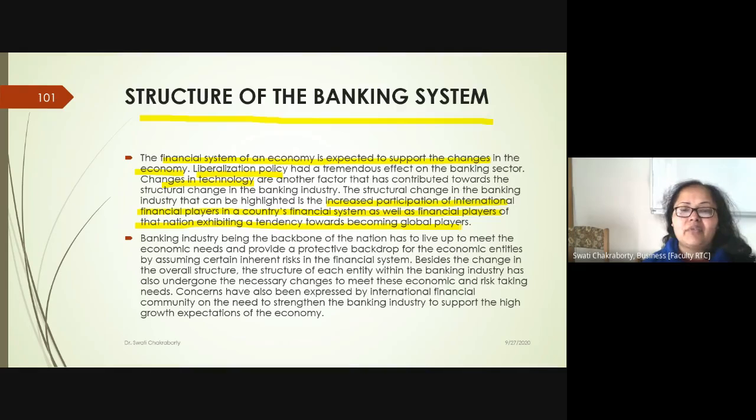So today there has been interaction and involvement not just by the financial players of the country, but also by international financial players. What does that mean? There's an interaction happening. The banking sector of any country is no more stuck within its own country; they are becoming global. And the banking industry, we know, is the backbone of the nation, right?